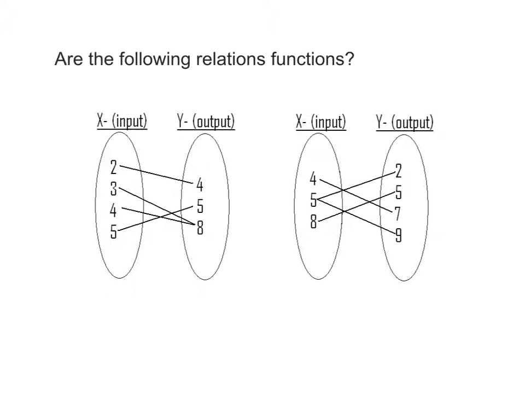Here are some relations as arrow diagrams with the input and the output. One of these is a function and one is not. Which one is a function?